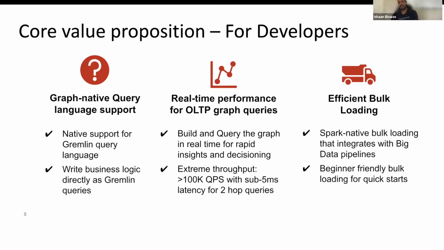And the third is, if your use case requires you to bulk load or batch load large amounts of data, we have you covered when you're starting out and also when you're going into production. We have a beginner-friendly bulk load that's integrated into the Gremlin client, but we also have a Spark native bulk loader. So if you have a large Spark cluster and that's where you're building your graph or constructing the relationships, you can use that to feed that data into Aerospike Graph.